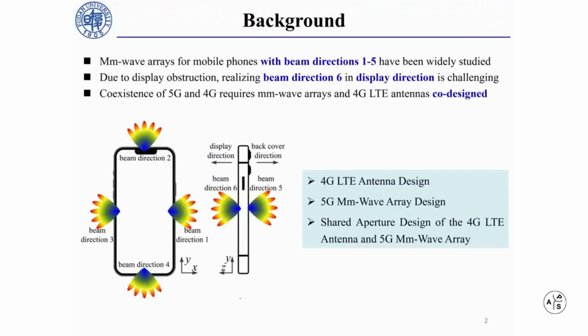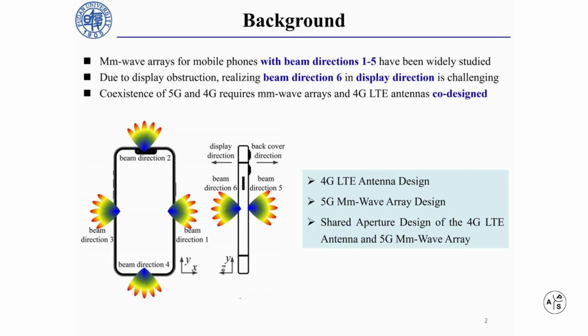For the millimeter wave arrays for mobile phones, beams 1 to 5 have been widely studied. But due to display obstruction, realizing beam 6 in the display direction is challenging. Moreover, coexistence of 5G and 4G mobile communication requires co-design of millimeter wave arrays and 4G antennas. Based on these, we proposed a shared aperture 4G and 5G millimeter wave antenna design.